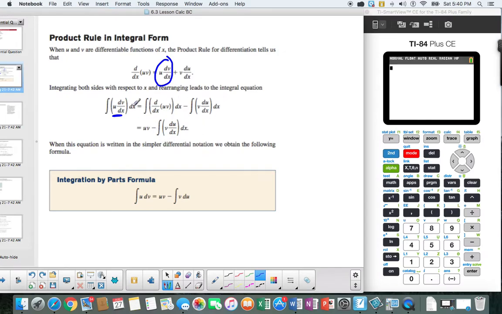And when we do that, there's going to be some reductions here. A derivative and an integral are going to cancel each other out, and that's why we get the uv. And then we have these two expressions.